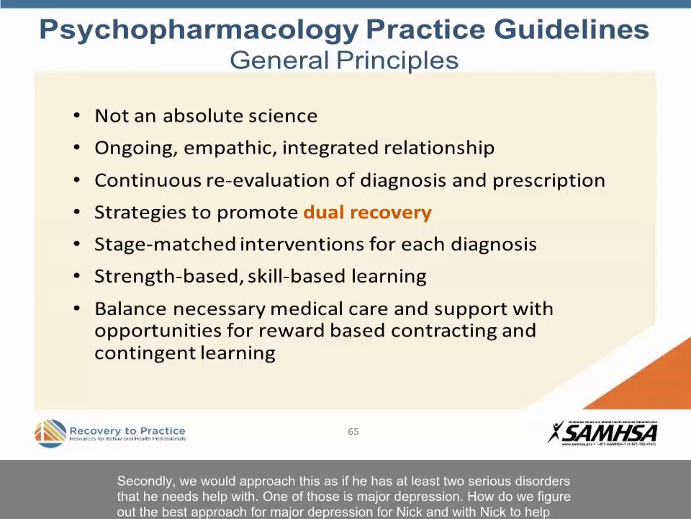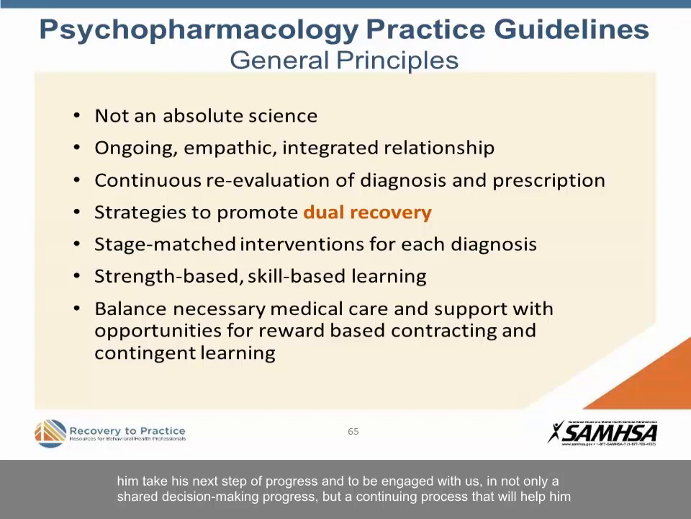Secondly, we would approach this as he has at least two serious disorders that he needs help with, and he's asking for that help. So one of those is major depression. How do we figure out the best approach for major depression for Nick and with Nick to help him take his next step of progress and be engaged with us in not only a shared decision-making process, but a continuing shared decision-making process to figure out what's going to be most helpful for him over time while we're attending to other parts of his life.